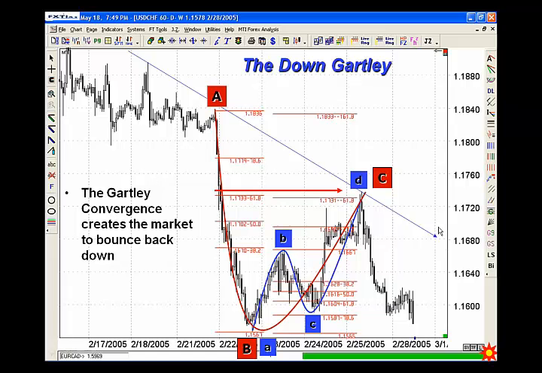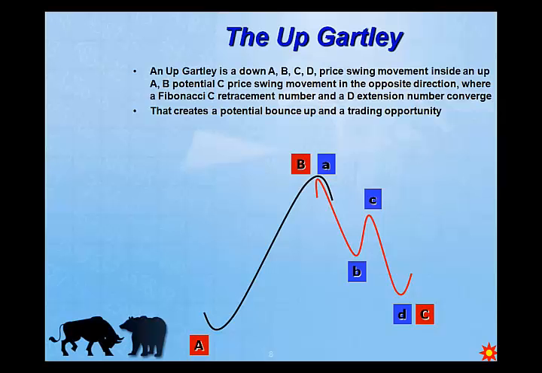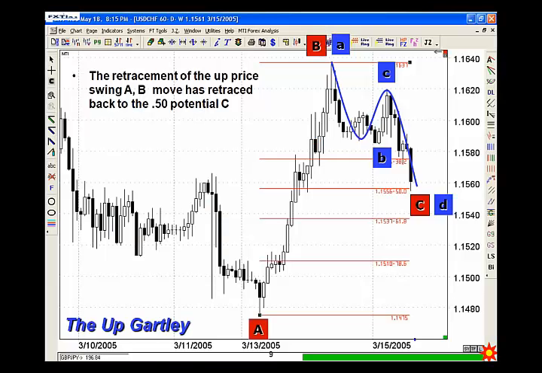On an up Gartley, an up Gartley is a down ABCD price movement inside a potential ABCD price swing movement in the opposite direction, where a retracement number coordinates with an extension, where C coordinates with a D extension of a smaller movement, and it creates an opportunity. Okay, here's an uptrend. The market's doing an A, B, and we're trying to find the C. Look how we have a 618 here. And the market's doing a sub A, B, C, D.